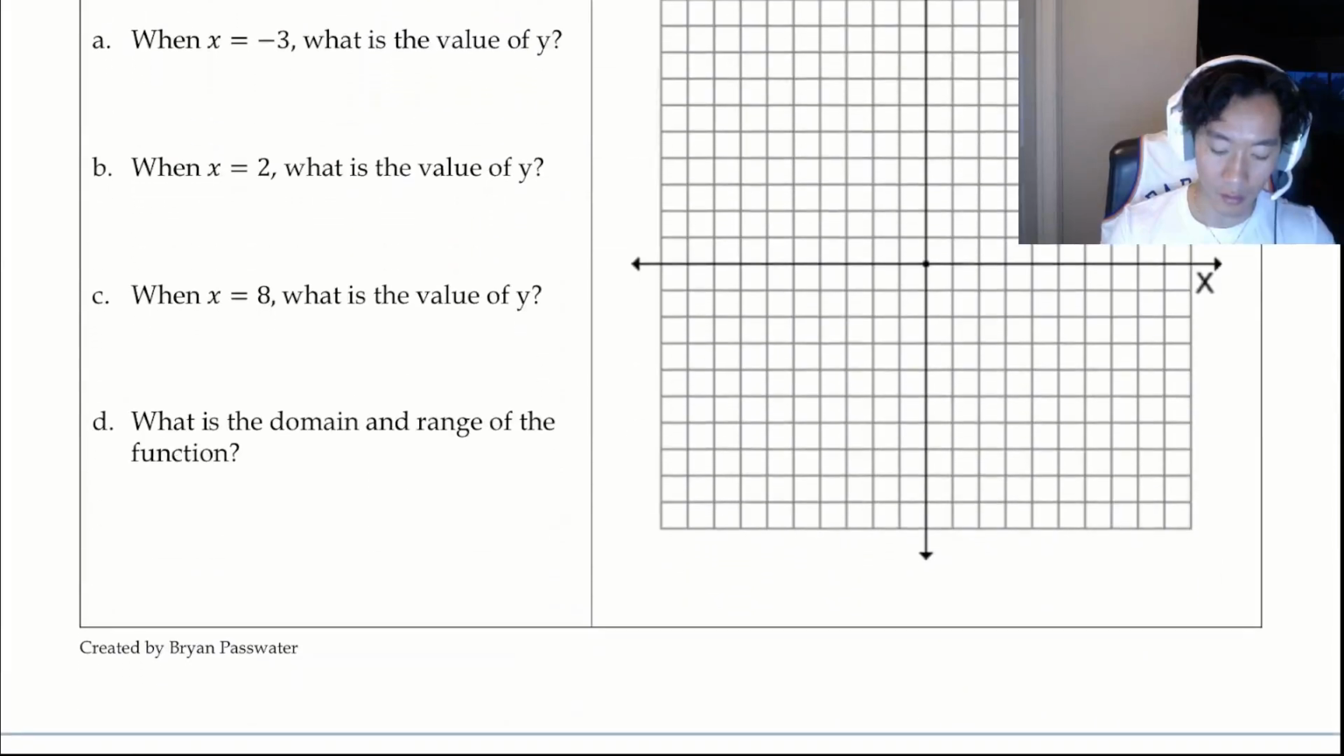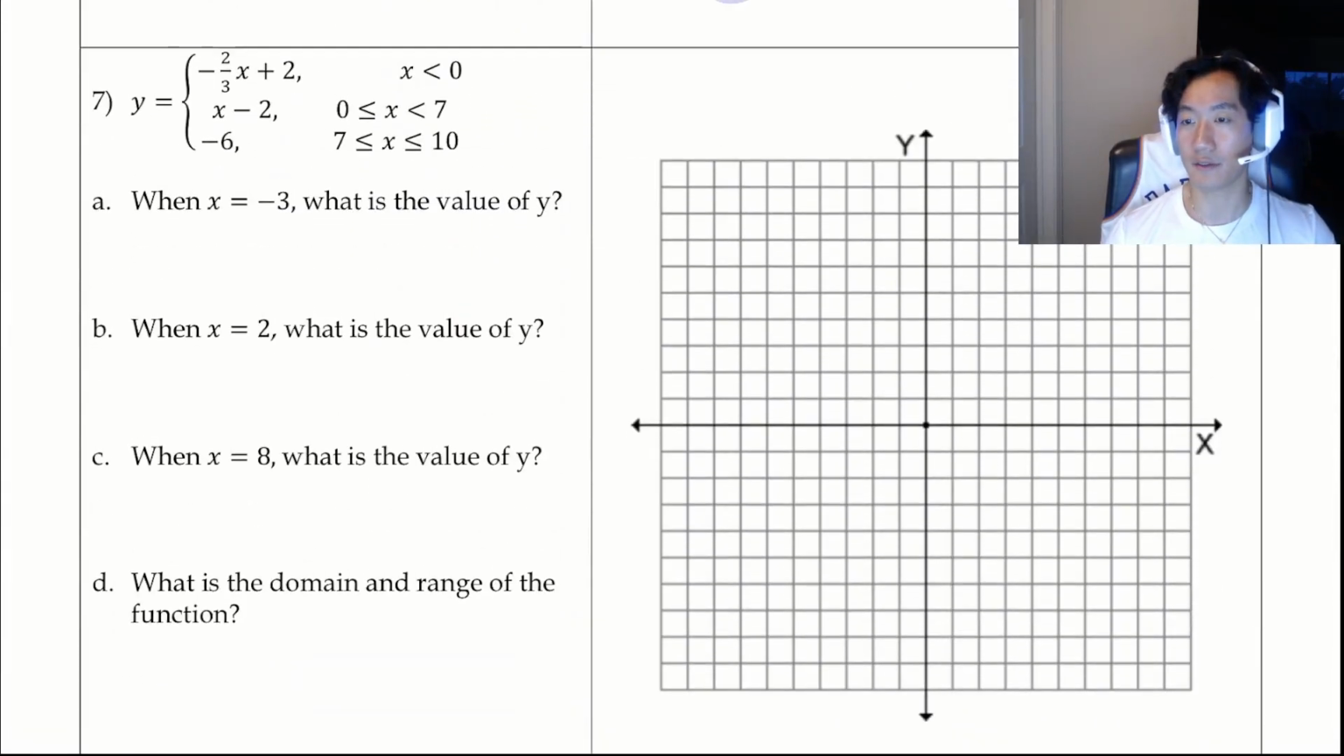And then we have one more to go through and we'll be done for today's notes. I've been recording for 20 minutes already. Well, actually more.